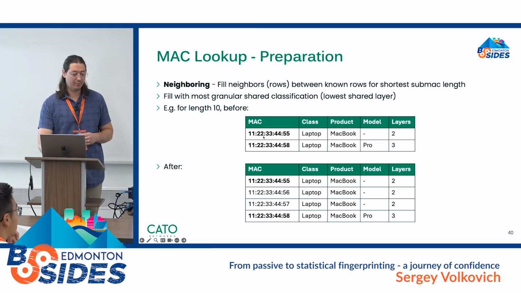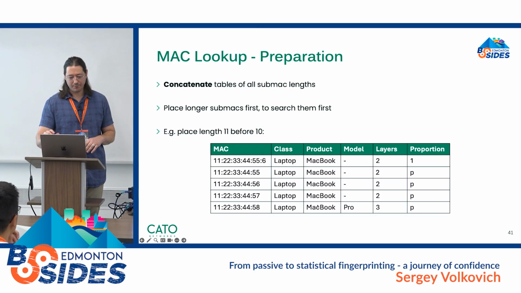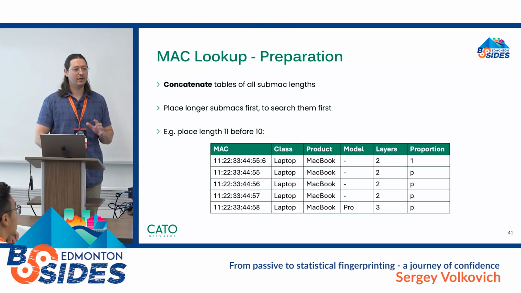We have for submac length 10 these two bolded macs, ending with 5.5 and 5.8. And we just fill in the gap of 5.6 and 5.7. We fill it with the lowest shared layer, in this case the product layer, so the classification is laptop MacBook without Pro. Now we concatenate all of the submac length tables.